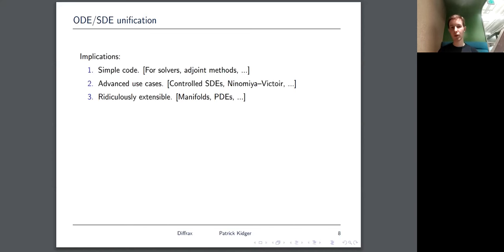It's extensible. So I've been talking today a lot about ODEs and SDEs. This was certainly the motivating idea behind Diffrax. Diffrax started as a research project for, can we solve ODEs and SDEs in a unified way? Answer, yes we can, it turns out.